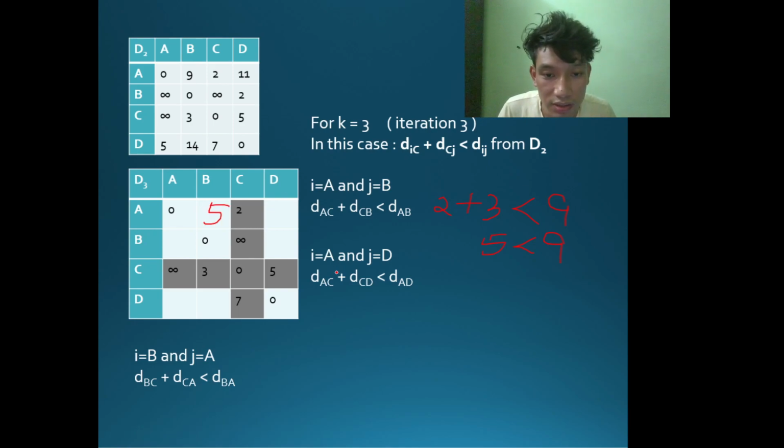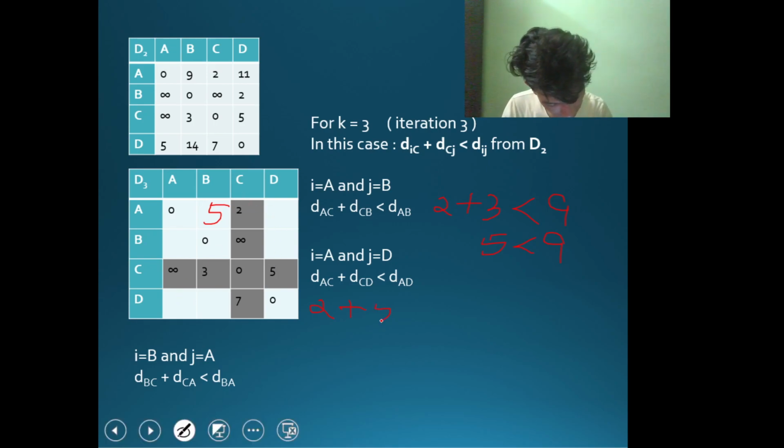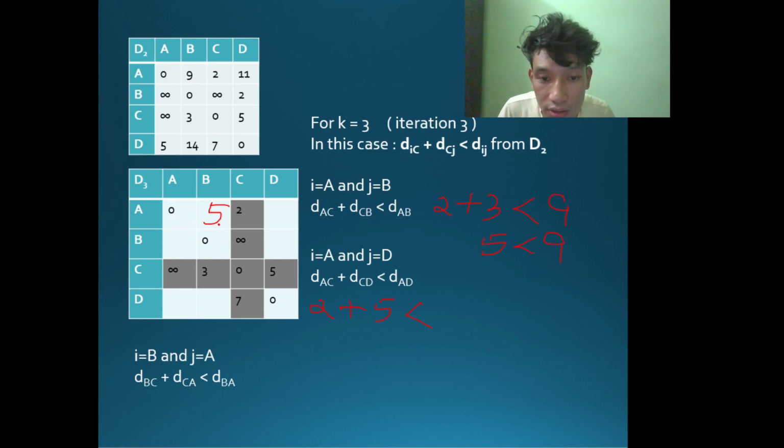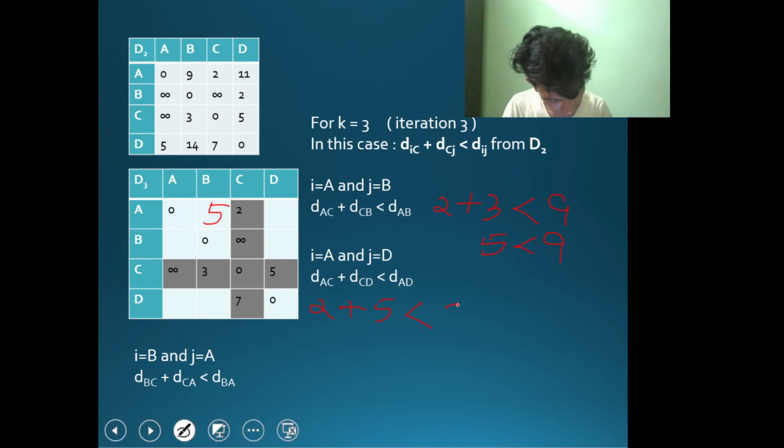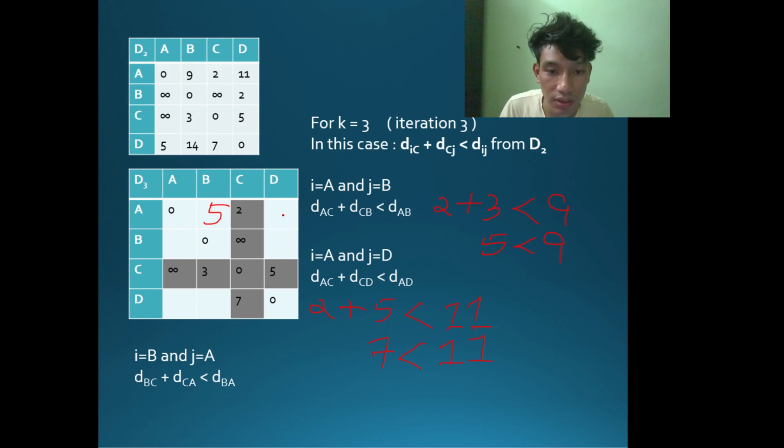Similarly, i is equal to a and j is equal to d. We will check for d of ac plus d of cd less than d of ad. So here d of ac is 2, d of cd is 5, less than d of ad from the previous matrix. The right hand side will always be from the previous matrix, d of ad, which is 11. That means 7 is less than 11, which is true. So here we will write 7.